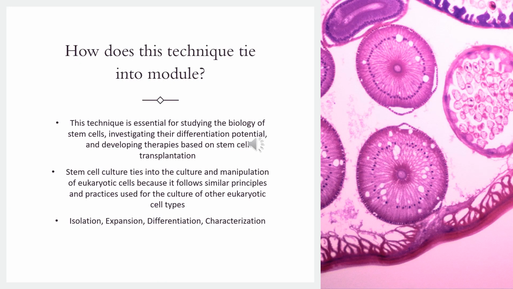How does this technique tie into the module? This technique of stem cell culture is essential for studying the biology of stem cells and investigating their differentiation potential and developing therapies based on stem cell and transplantation. Stem cell culture ties into this lecture because it follows similar principles and practices used for the culture of other eukaryotic cell types. It uses isolation, expansion, differentiation, and characterization.